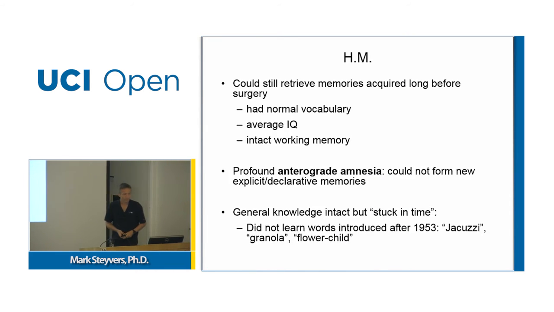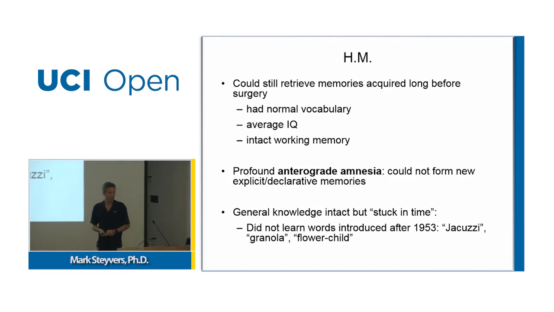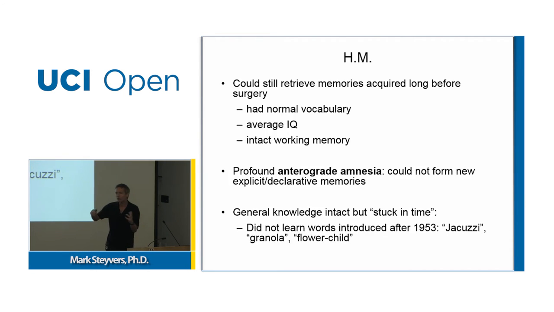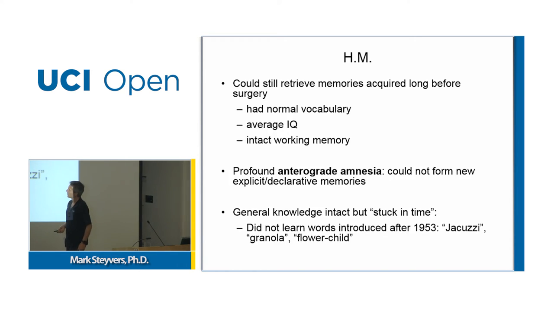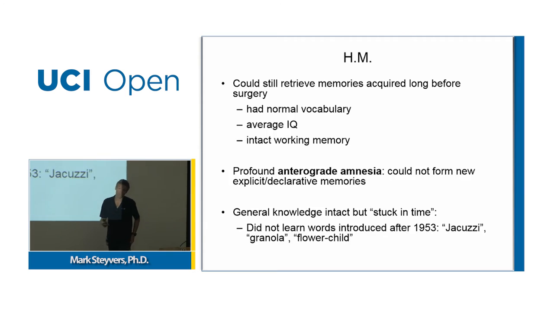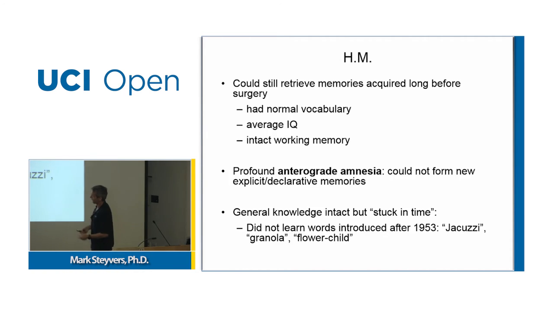So HM could still retrieve memories acquired before his surgery. He's normal in many ways. He had a normal vocabulary, average IQ, his working memory was fine. But he could not form new memories after his surgery. So he could not remember people that he met. He could not remember the doctors that he met on a daily basis. Every time he had to be introduced to those people over and over again.